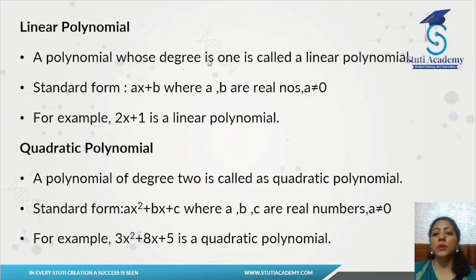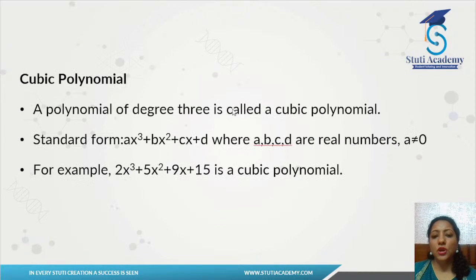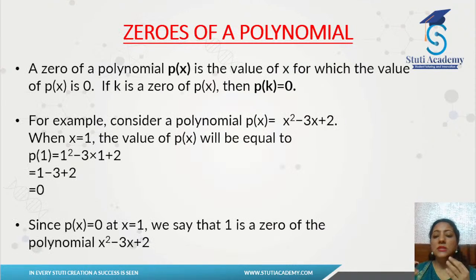A polynomial with degree 1 is called a linear polynomial. A polynomial with degree 2 is called a quadratic polynomial. And if we have degree 3 for a polynomial, we call it a cubic polynomial. Now, zeros of the polynomial are those numbers which make the value of the polynomial 0.